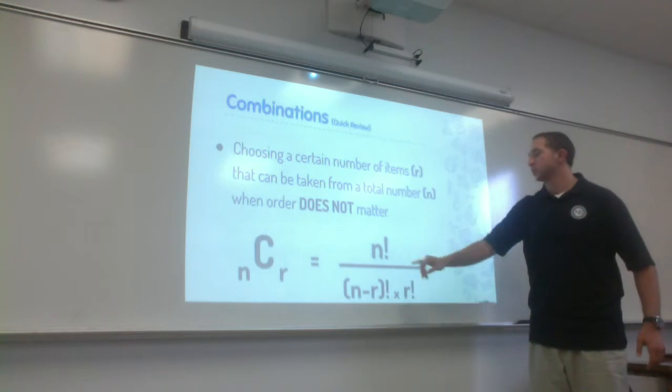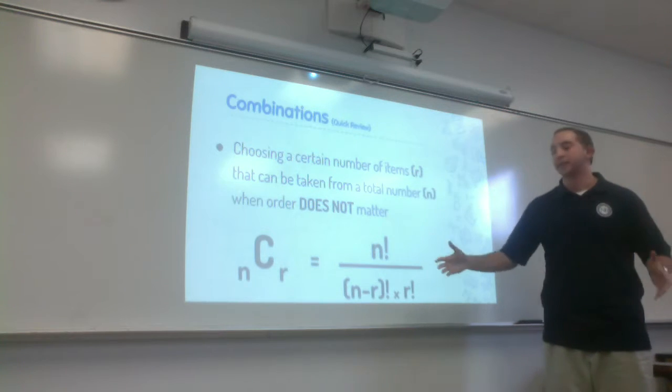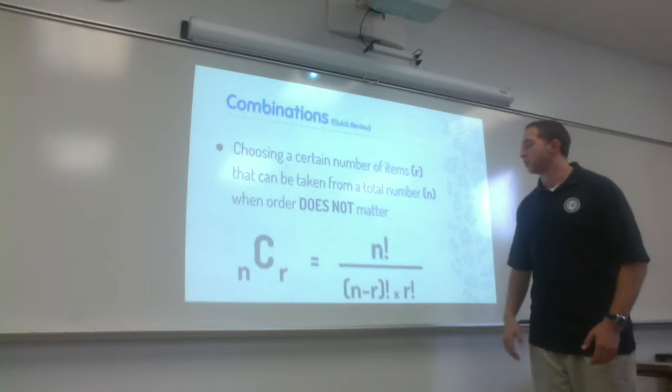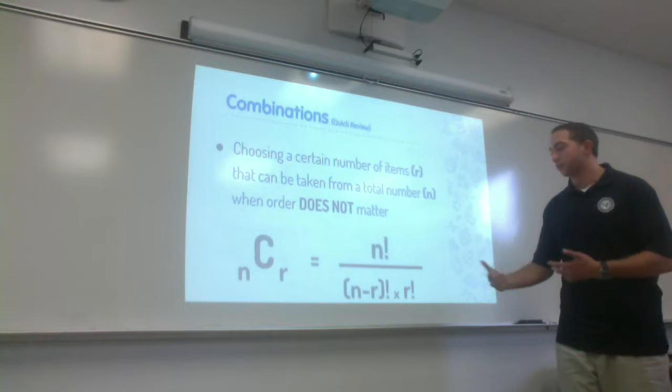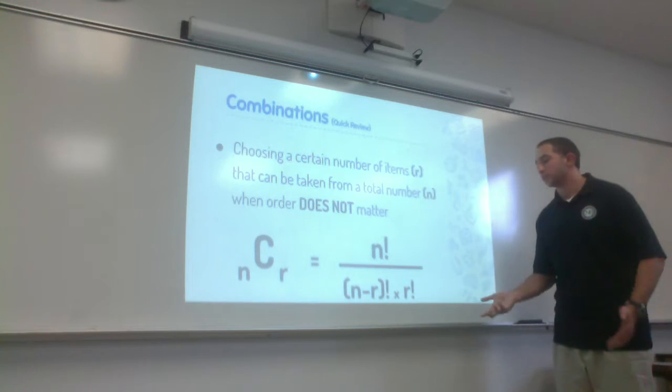This is a factorial symbol, which means that it's all the numbers multiplied together. So if it said 3 factorial, it would be 1 times 2 times 3, and 5 factorial would be 1 times 2 times 3 times 4 times 5.